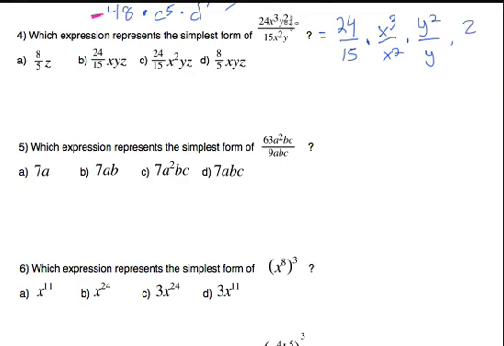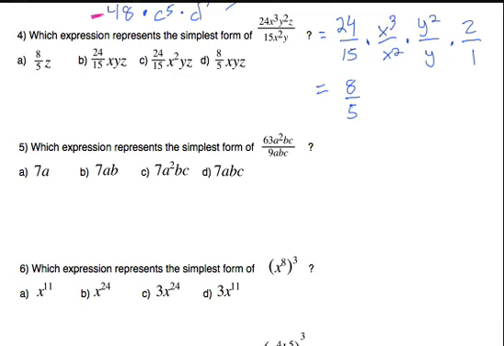And if we just have z on top, that just means what's on the bottom. We have a 1. And then we can simplify each one of these individually. 24 over 15 is just, let's see, we can divide by 3, so that's 8 over 5. We simplify that fraction. Now, if we have x cubed over x squared, remember what that means.